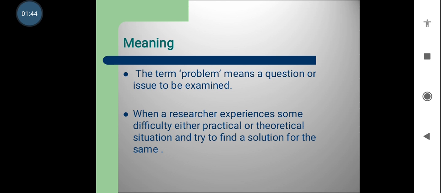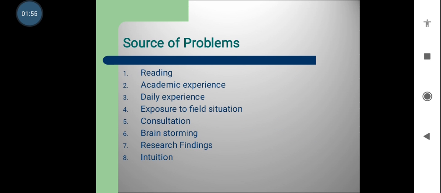So, when a researcher experiences some difficulty, either a practical or theoretical situation, and tries to find a solution for the same, then we have sources of problems. So what are the sources of problems? The sources from which one may be able to identify research problems or develop problem awareness are reading, academic experience, daily experience, exposure to field situation, consultation, brainstorming, research findings, and intuitions.